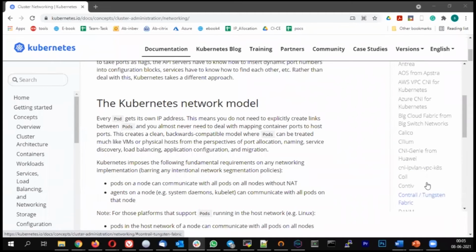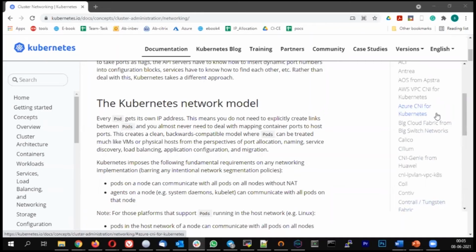For example, if you see Azure CNI for Kubernetes, this is specifically for when you want your Kubernetes cluster to communicate with the Azure network. Either you can have your Kubernetes cluster on Azure, or the cluster is on-prem and has to communicate to Azure, then the network provider which best suits is Azure CNI. Okay. And in the same way there is one for AWS, and Big Cloud Fabric for big data and those kinds of areas.